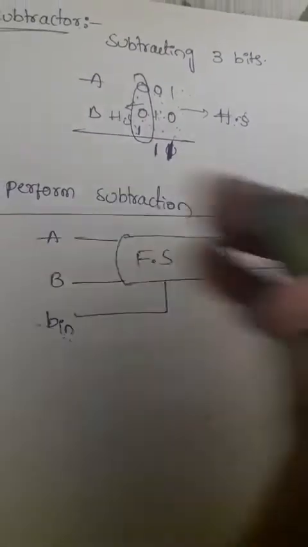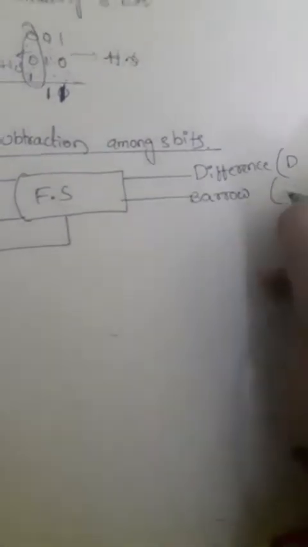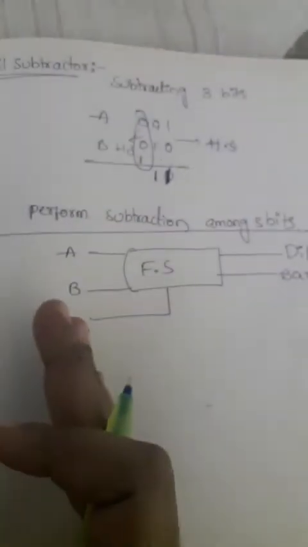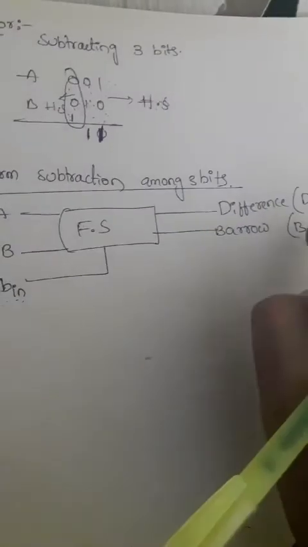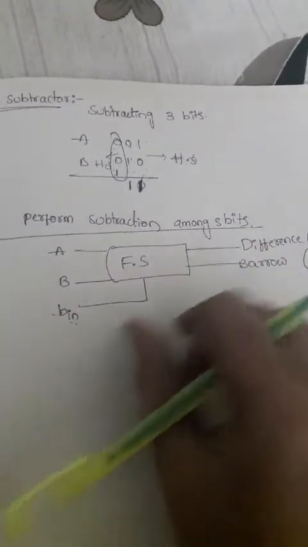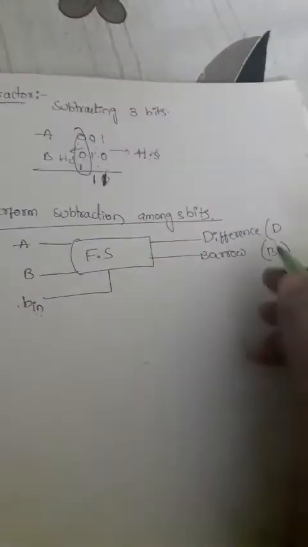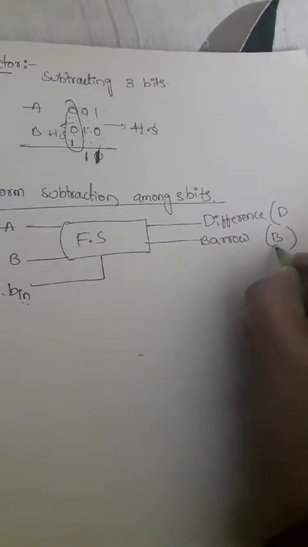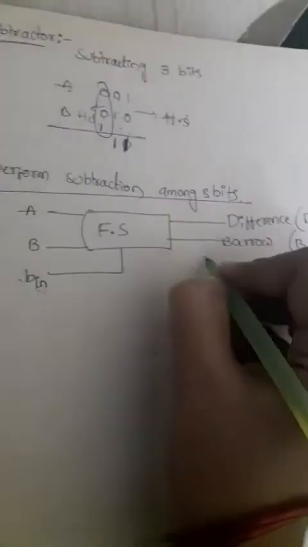So what are the outputs for this subtractor? Generally we'll have two outputs, one is difference and another one is borrow. We know difference is denoted by D and borrow is represented by B. But just observe, in the input path we have the borrow and the output path also has the borrow. So compulsorily we need to distinguish between the input and output borrow, this is also borrow and this is also borrow, right?